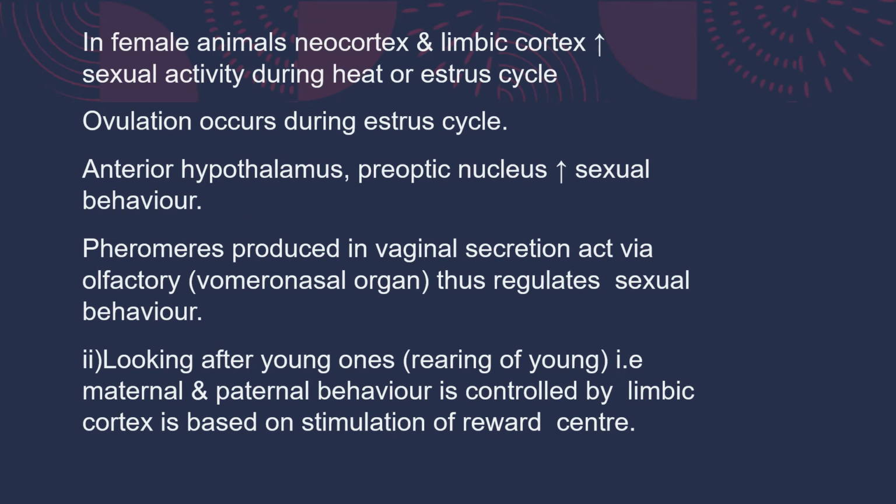In females, the neocortex and limbic cortex increase sexual activity during heat or the estrous cycle. Ovulation occurs during the estrous cycle, so that when the actual sexual activity is taking place, if ovulation takes place, the animals can conceive, so it helps in preservation of the species. The anterior hypothalamus preoptic nucleus increases sexual behavior. Pheromones produced in vaginal secretion act via the olfactory vomeronasal organ, thus regulating the sexual behavior.